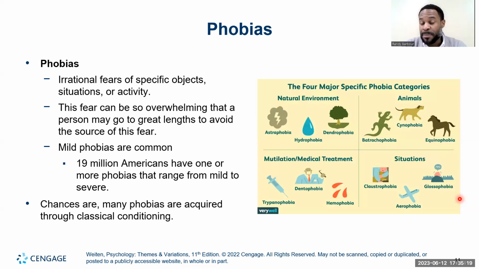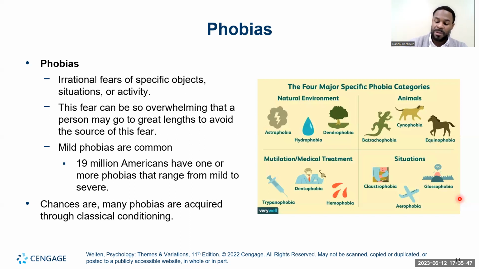About 19 million people in America have one or more phobias that range from very mild to extremely severe. The chances are that many of the phobias we acquire come through classical conditioning, where our original stimulus, say a dog, didn't evoke any emotion, fear, or anxiety at all initially.